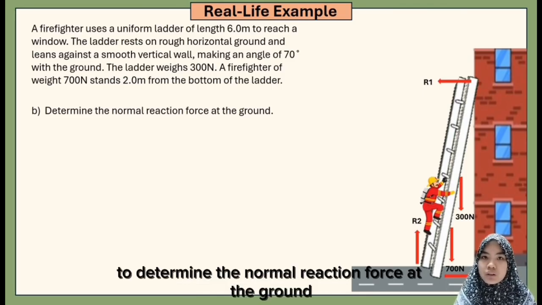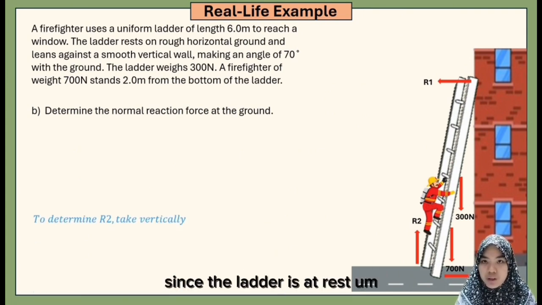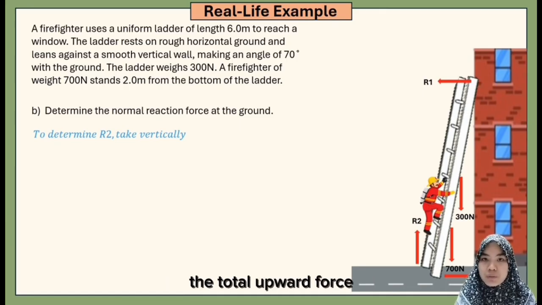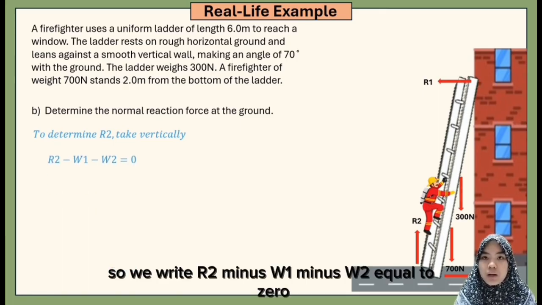Next question is to determine the normal reaction force at the ground. For this question, we apply the condition for vertical equilibrium. Since the ladder is at rest, the total upward force must equal the total downward force. So we write R2 minus W1 minus W2 equal to 0.